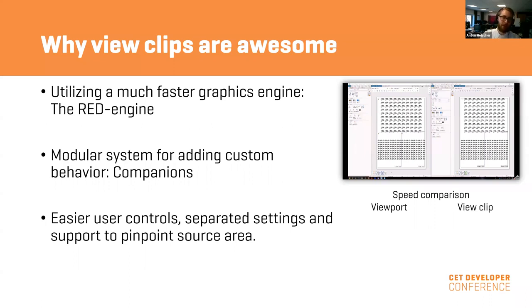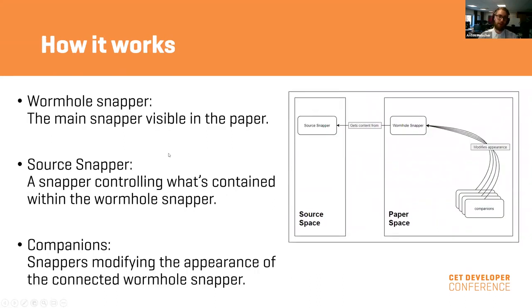We'll get into detail about that later, but it's basically a way to attach functionality to a viewport, or view clip, sorry. And then we've added some new controls to the view clips, so it's much easier to know what settings to change and how to pinpoint your source area and what you look at. And I'll show how that works. This is basically how view clips work. So we have three kinds of snappers.